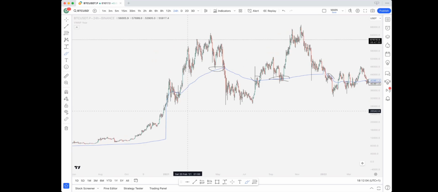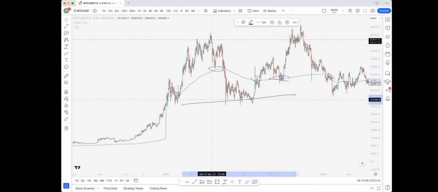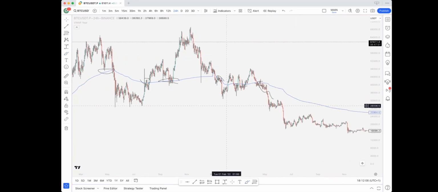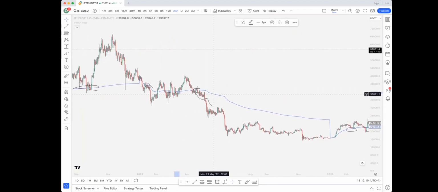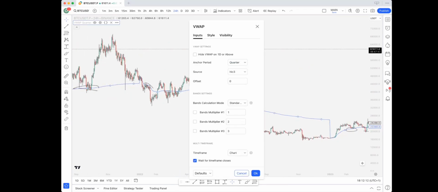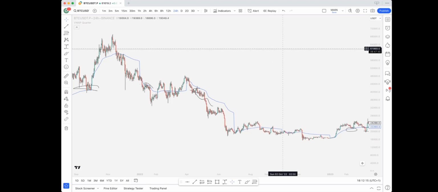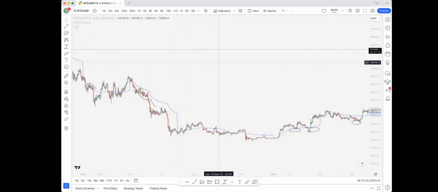Okay, and this is just using the VWAP. This works on the quarterly as well. I'll shift the anchor period. But like literally every other indicator, the higher you go in the anchor period, the more respected these levels are, because you have more data.